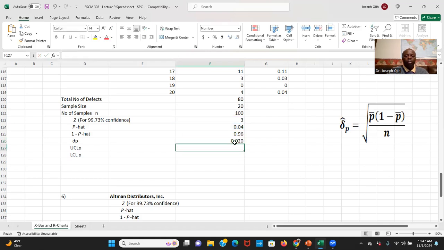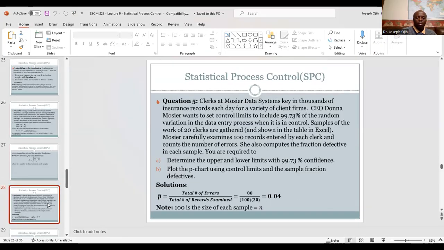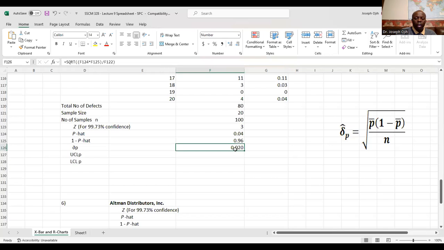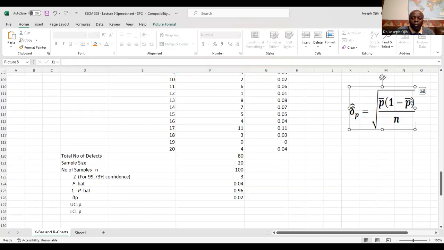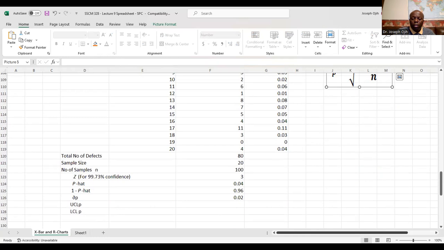Now that gives us the answer 0.02, and I actually have it here as well, 0.020. So let me just make it 0.02. Now, with this, we can calculate our upper control limit and lower control limit. Then with that, we can construct the P chart. So I'm going to remove this formula and put it away so we can get the formula for upper and lower control limits.